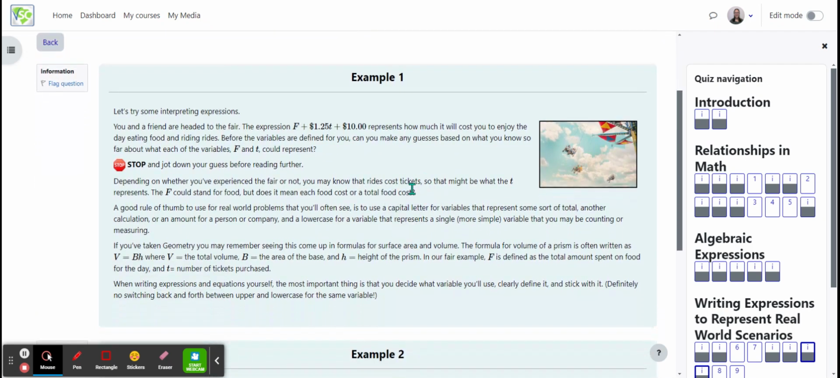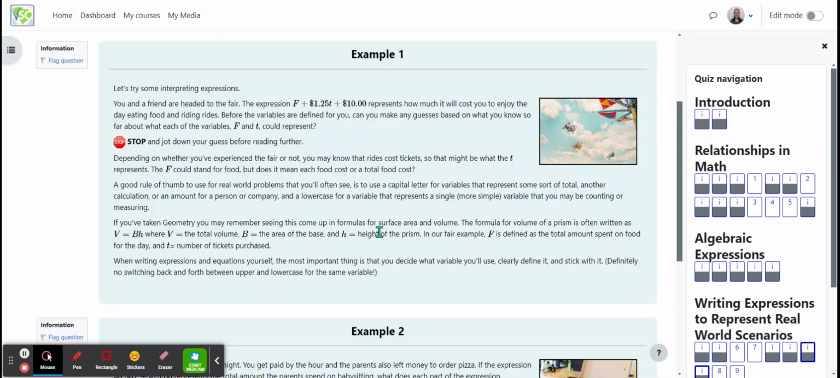So if I look at example number 1, we're going to try to interpret some of these expressions. You and a friend are headed to a fair, and the expression F plus 125T plus 10 represents how much it will cost you to enjoy the day eating food and riding rides. Before the variables are defined for you, let's try to make some guesses. So what do we think this F could stand for?